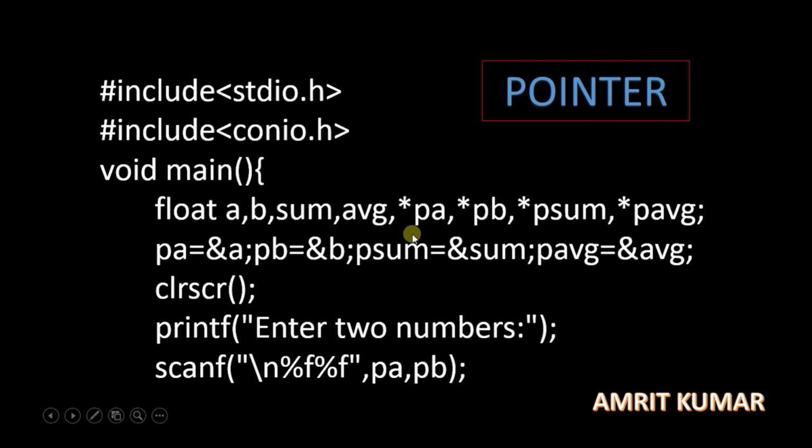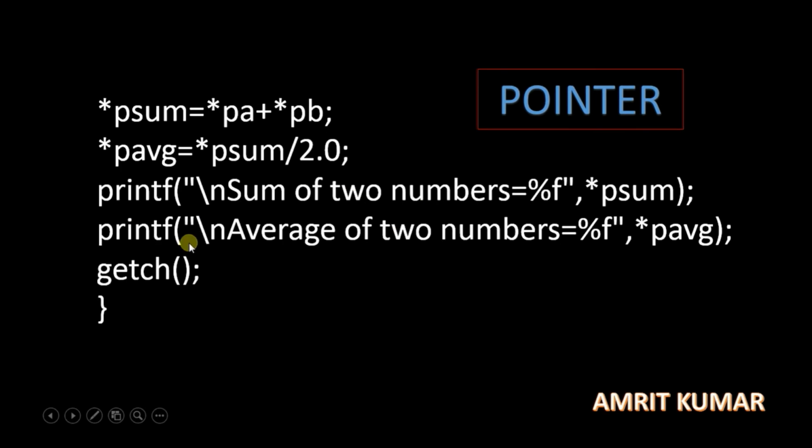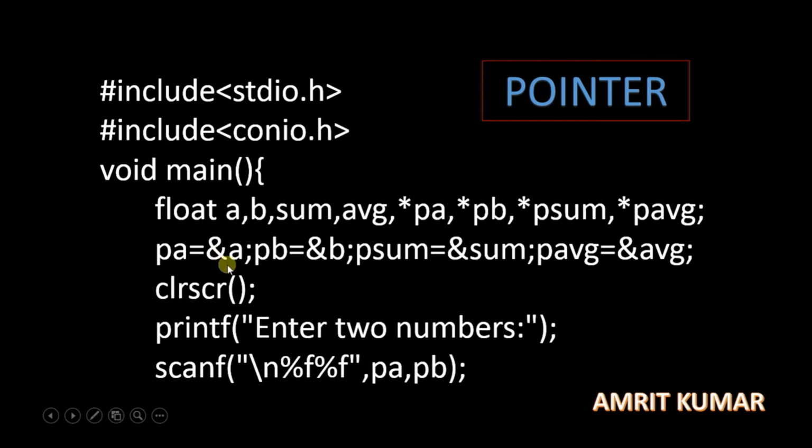First of all, I have declared the pointers and the variables of float data type. After declaration, I need to assign the values. Here you can see I am assigning the address of a into pointer pa. In a similar way, I am assigning all the others: the average in the pointer pavg, the sum in the pointer psum, variable b in the pointer pb, and variable a in the pointer pa. So this is our assignment process.